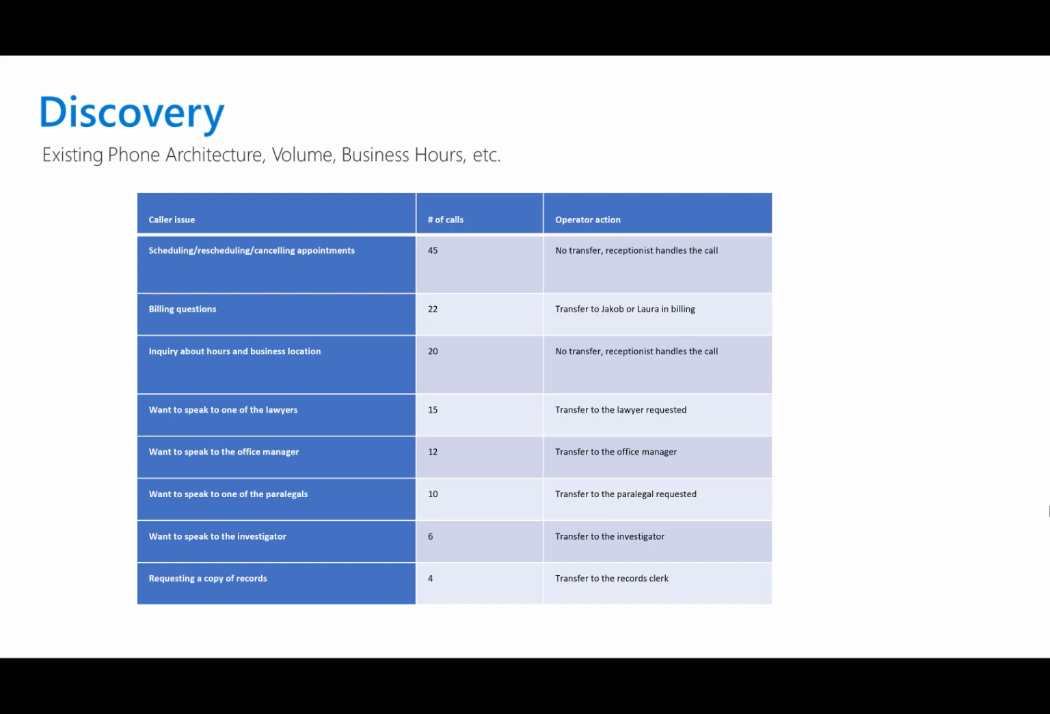But in the sense of a discovery here, you really want to take an existing record of their phone architecture. Again, this could be for an existing client that does have one, or somebody who is just wanting to start a phone queue in a call tree to go ahead and start routing calls.